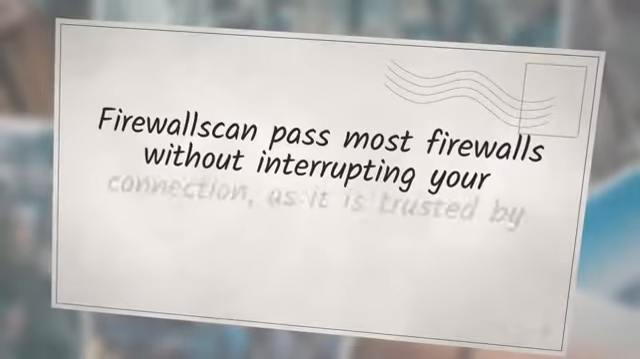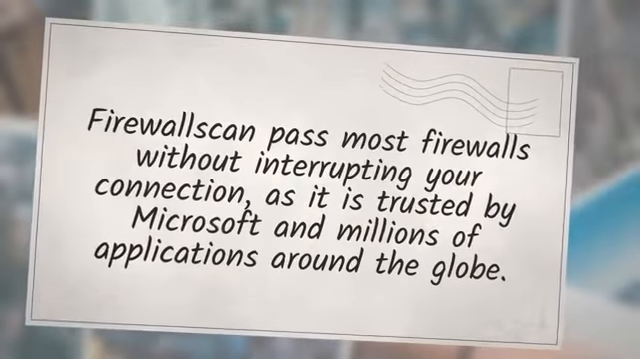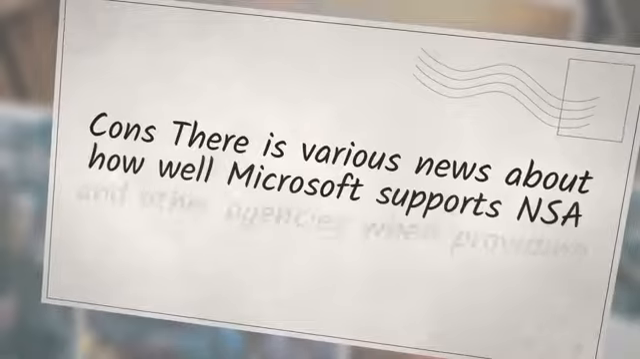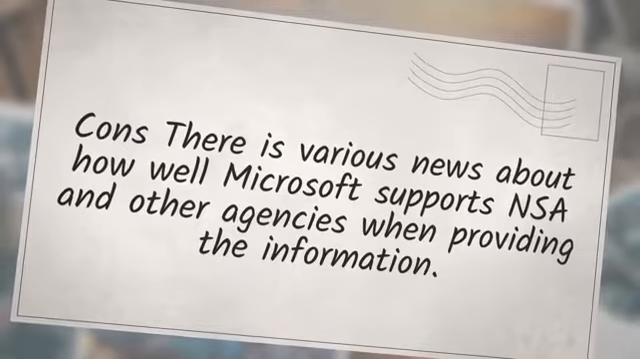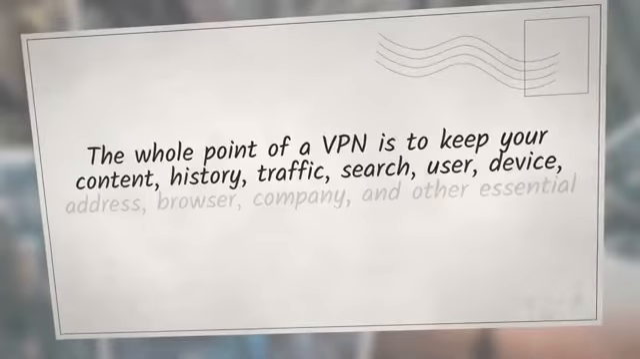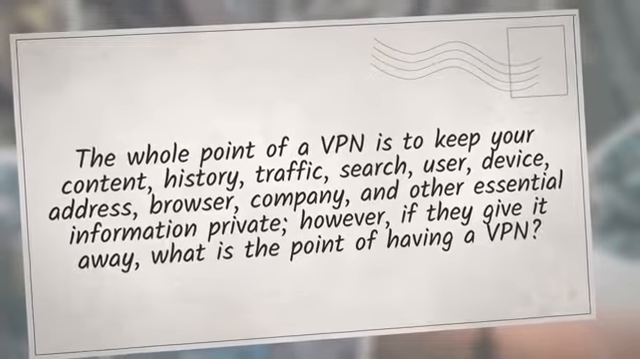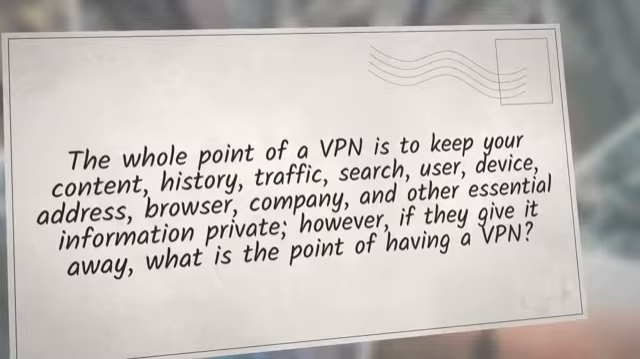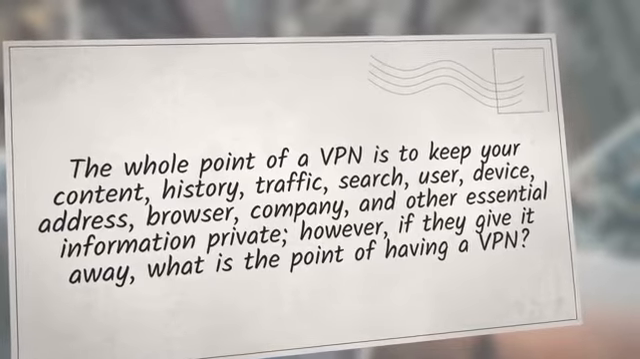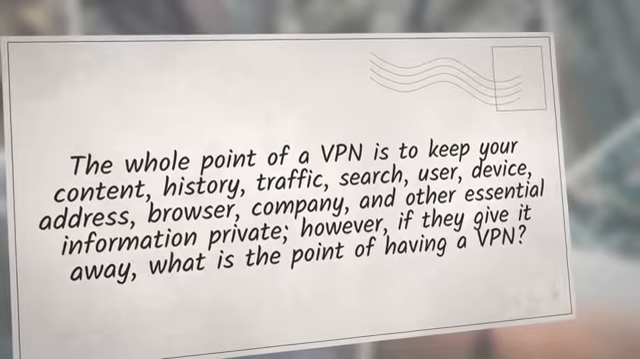Firewalls: it can pass most firewalls without interrupting your connection, as it is trusted by Microsoft and millions of applications around the globe. Cons: there is various news about how well Microsoft supports the NSA and other agencies when providing information. So its main selling points are its main issues as well. The whole point of a VPN is to keep your content, history, traffic, search, user, device, address, browser, company, and other essential information private. However, if they give it away, what is the point of having a VPN?